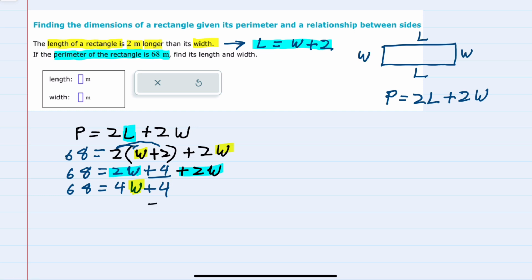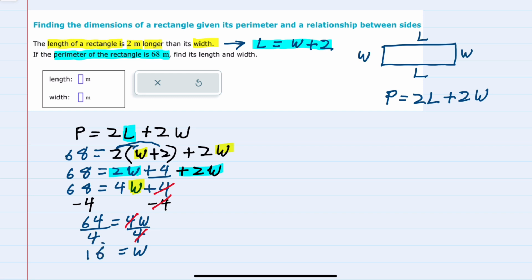term, this 4, over to the left-hand side, canceling it from the right to have just 4W remaining, and 64 on the left-hand side. From here, I can continue to solve for W by undoing multiplying by 4 with dividing by 4. I would, of course, need to do that to both sides. This cancels on the right, giving me just W, and 64 divided by 4 would be 16.